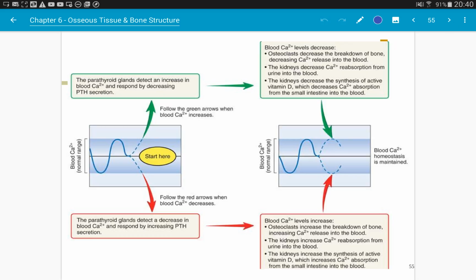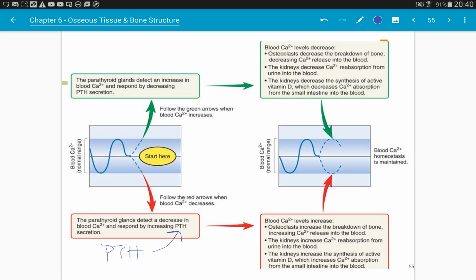I'm not going to go over this slide. This is something I want you to do independently. It's also as a handout on Moodle, and it takes you through what's going on with parathyroid hormone. So we see that right there. And also what's happening with calcitonin.